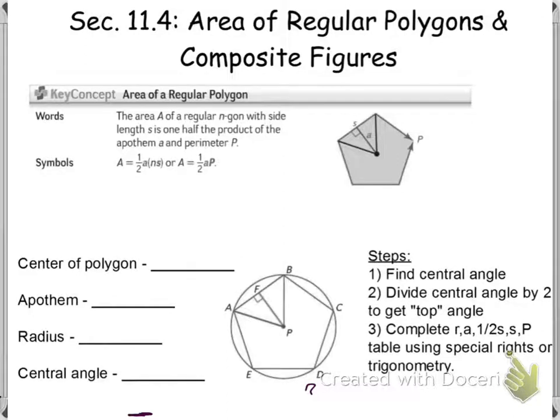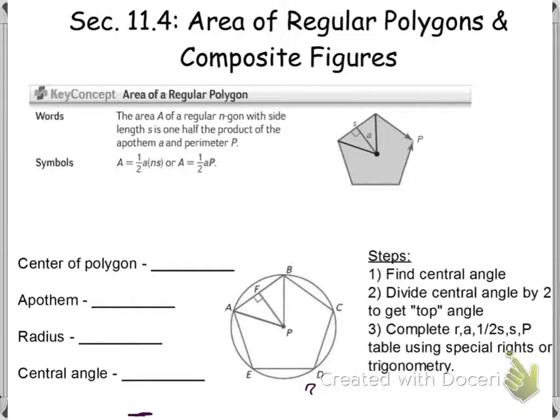Okay, this is section 11.4. This is the area of regular polygons and composite figures. We have talked about regular polygons before. Just remember, a regular polygon is when all the sides of that polygon are the same. Composite figures are figures where we basically combine multiple polygons into one picture. And so you'll get the area of different parts and then you'll add them all up.